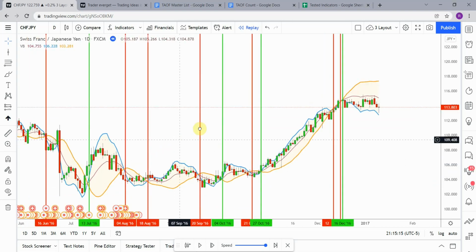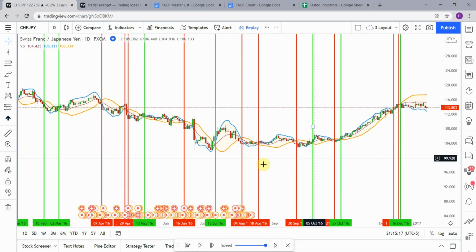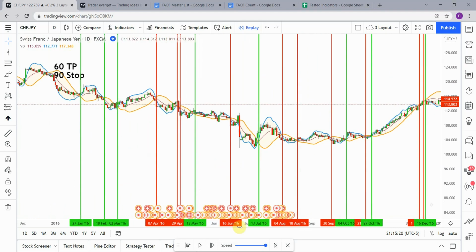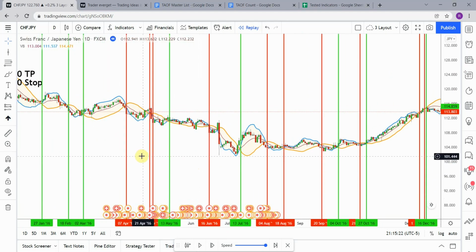All right, so let's get back to our indicator here. Everything focused in there. Let's go ahead and count it out and see what we got. So we have 1, 2, 3, 4, 5, 6, 7, 8, 9, 10, 11, 12, 13, 14, 15, 16, 17, and 18. So we have 18 trades altogether, and we have 1, 2, 3, 4, 5, 6, 7, and 8 winning trades.